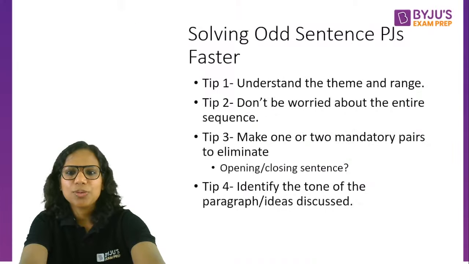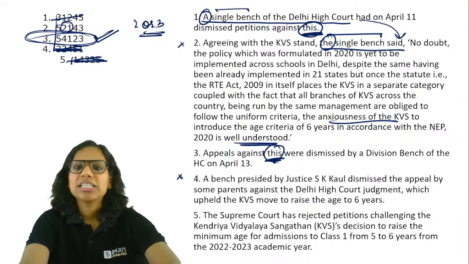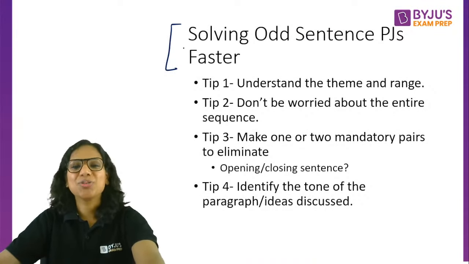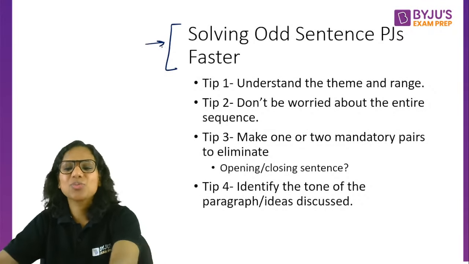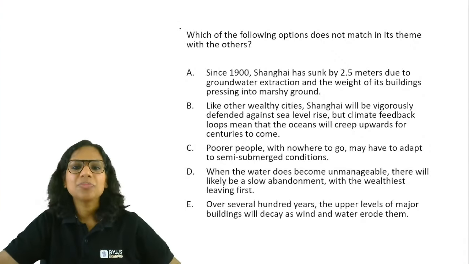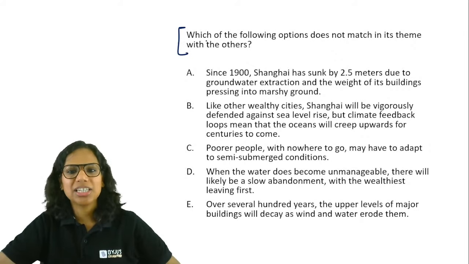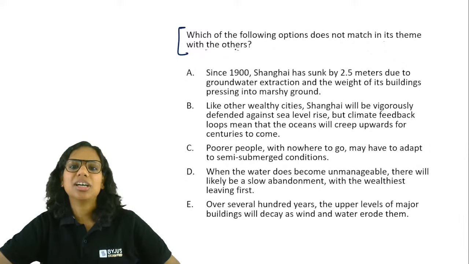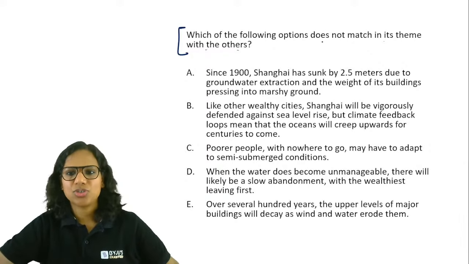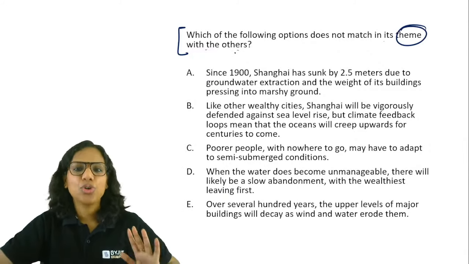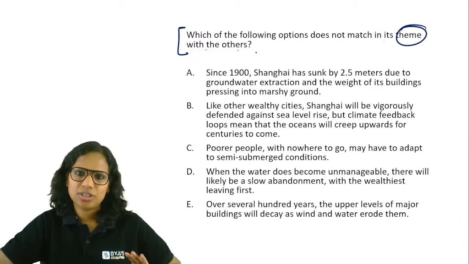All right. Now, this was about your sequence ParaJumbles. Now, some of you might not realize this, but you are actually asked odd sentence ParaJumble questions also in your MAHCET CET. Though they don't call it odd sentence ParaJumble, the question format looks something like this. Which of the following options does not match in its theme with the others? That's the way they ask this question. So actually 4 of them would form a paragraph. So they will be related in theme to each other, while one would not. And that will be the odd one out, right?